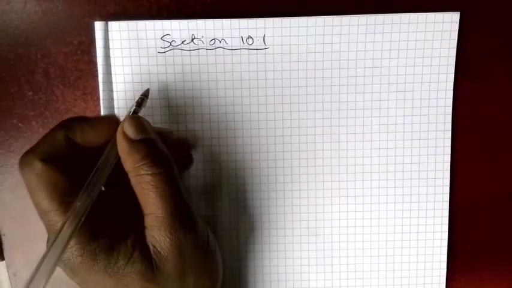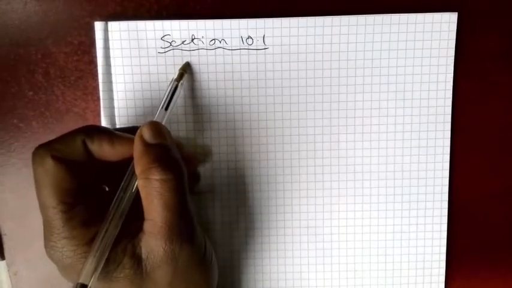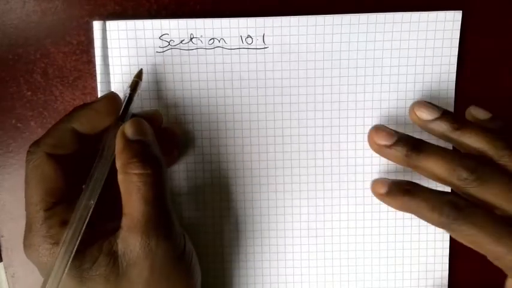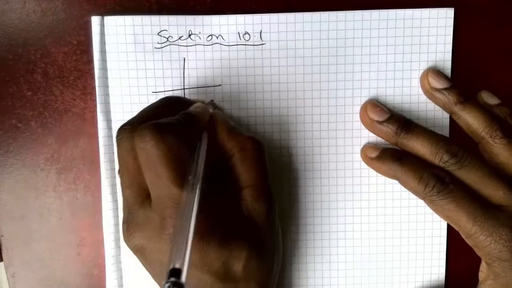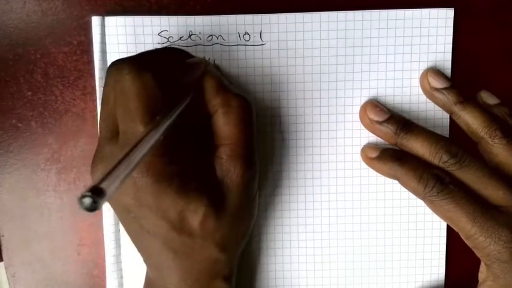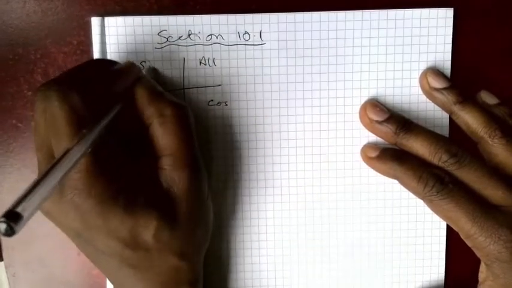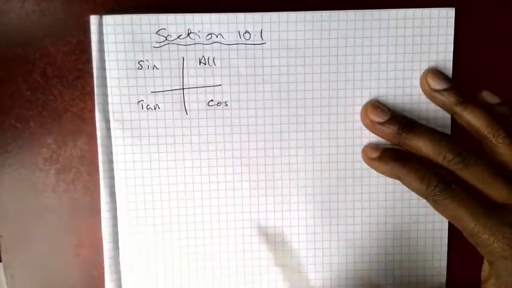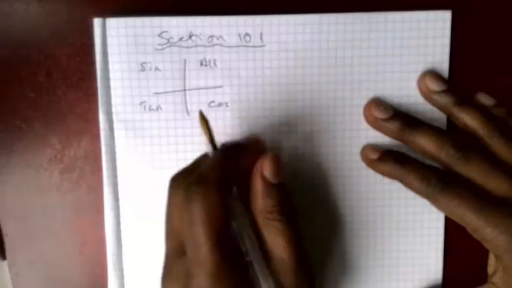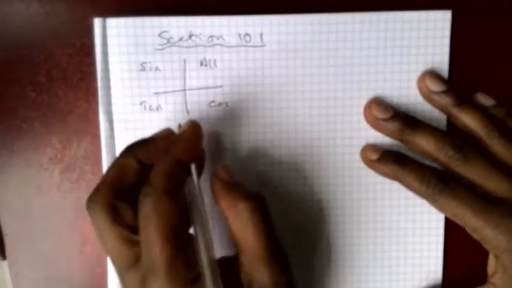I'm going to go through some more examples from section 10.1. So just to recap, we've got this CAST diagram: C for cos, A for all, S for sine, T for tan. That basically summarizes what's going on in a trig graph.